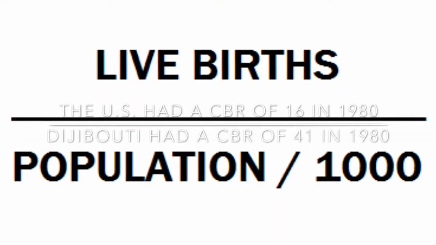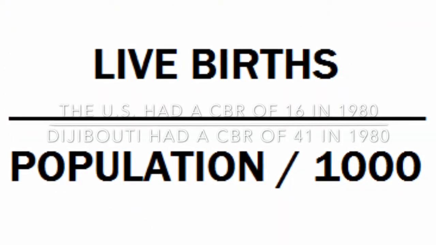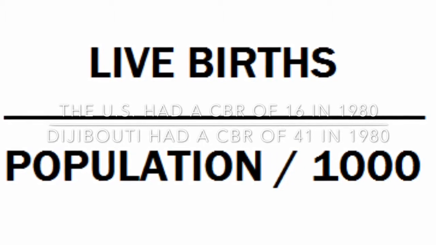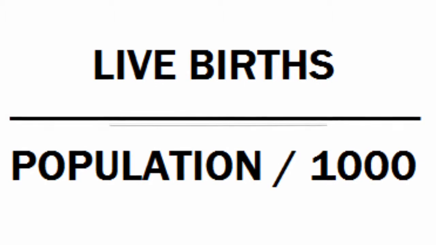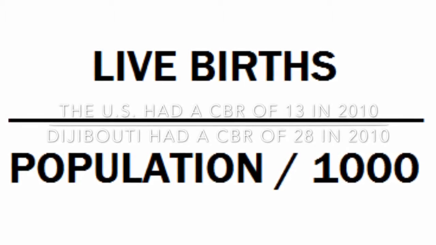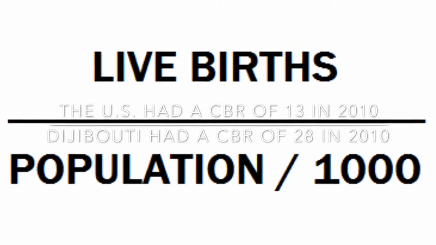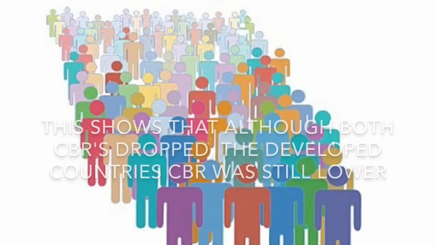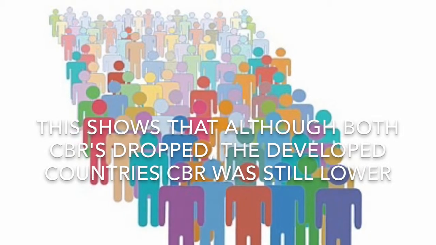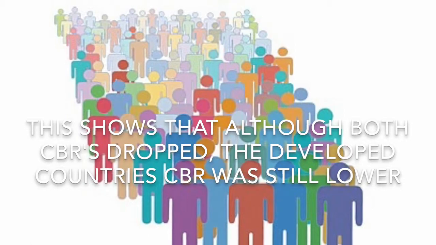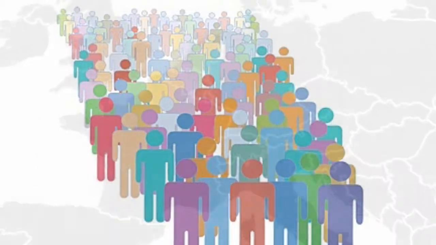In 1980, the U.S. had a CBR of 16, and Djibouti had a CBR of 41. In 2010, the U.S. had a CBR of 13, and Djibouti had a CBR of 28. Based on this example, both CBRs dropped, but the developed country CBR remained lower than the developing country CBR.